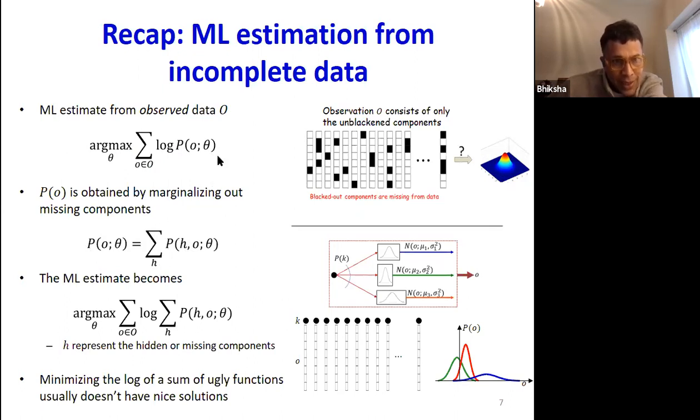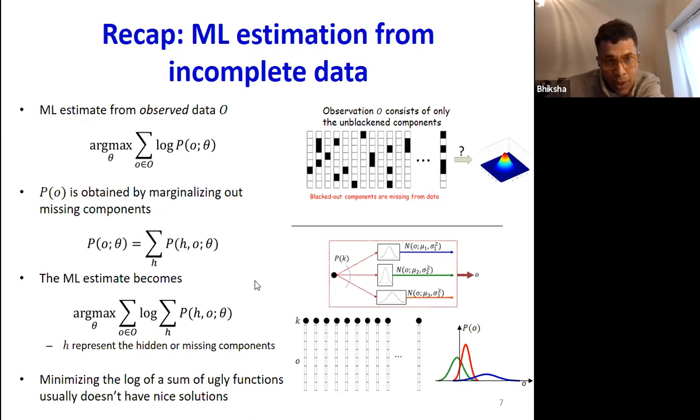As a result, when you want to compute the maximum likelihood estimate for the parameters of the distribution, you end up with this term, which has a log of a summation or an integral. And these things don't have nice closed form solutions that you can maximize with respect to these parameters.